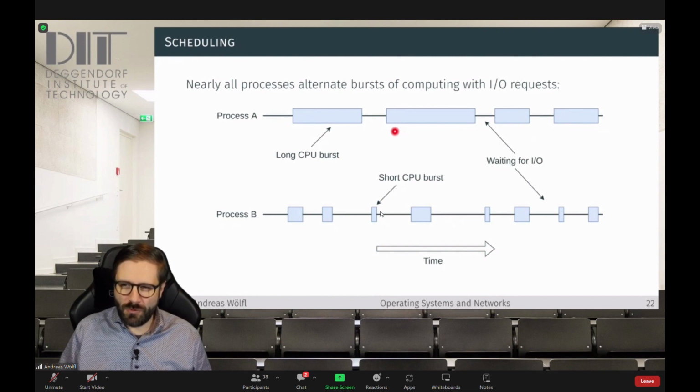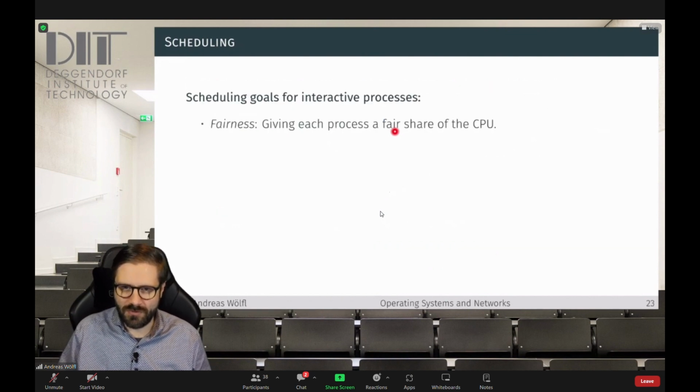Because processes that are I/O heavy, so they are I/O bound, these are interactive processes. Interactive means they have interaction with a user. And whenever a user is involved, we need to be careful. So let's take a look at scheduling goals for interactive processes. So processes that you actually use, meaning not background processes. So processes that users interact with.